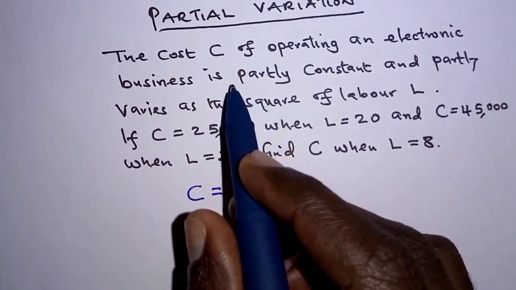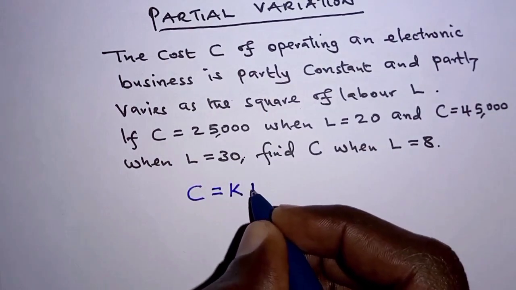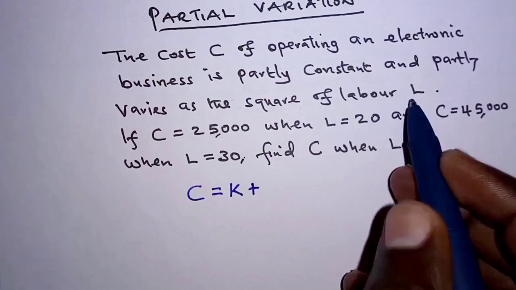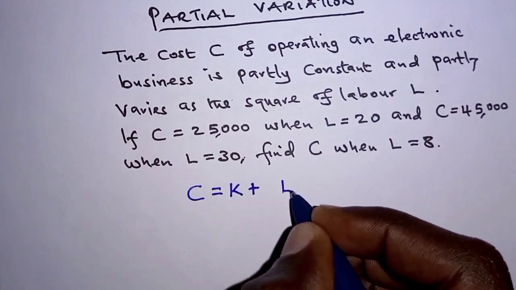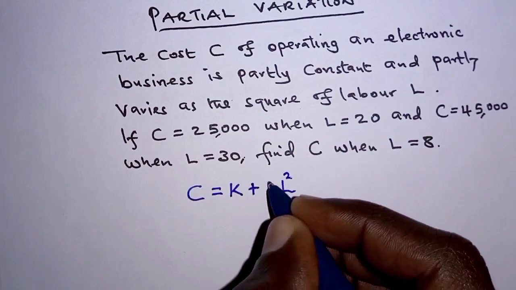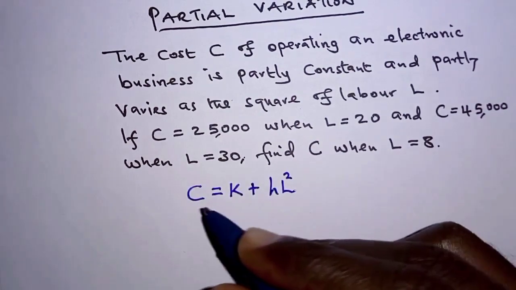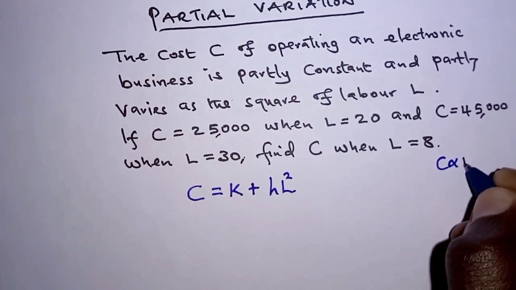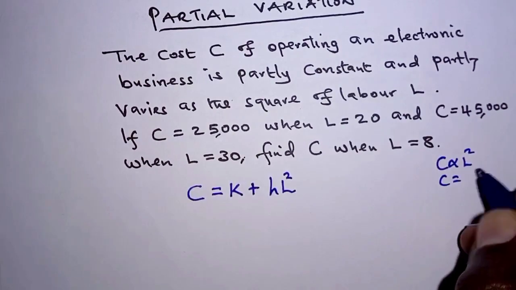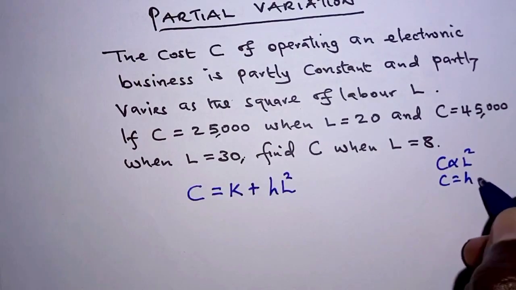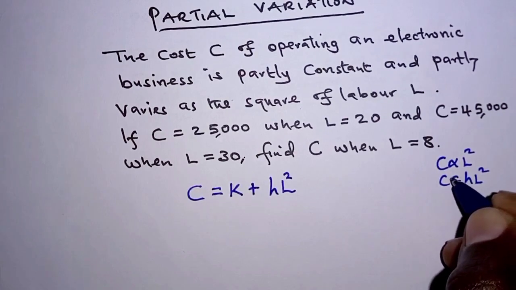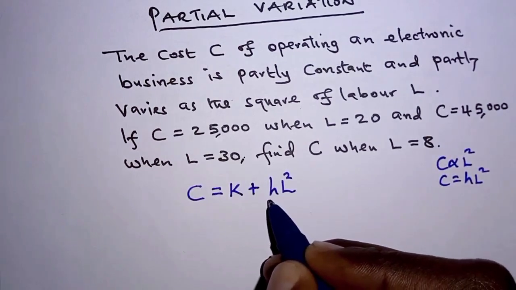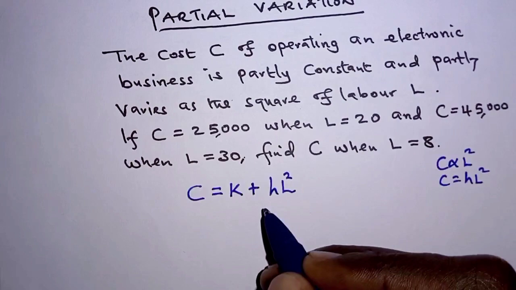And because it is partial variation, we will add. So it's partly constant and partly varies as the square of L. So we multiply the square of L by a constant, say, H. Remember, if C varies as L squared, then we write it as C varies as L squared. And when you introduce the equal sign, that should be HL squared. We introduce the equal sign together with a constant, say H. So that is what has happened to this second part of the right hand side.